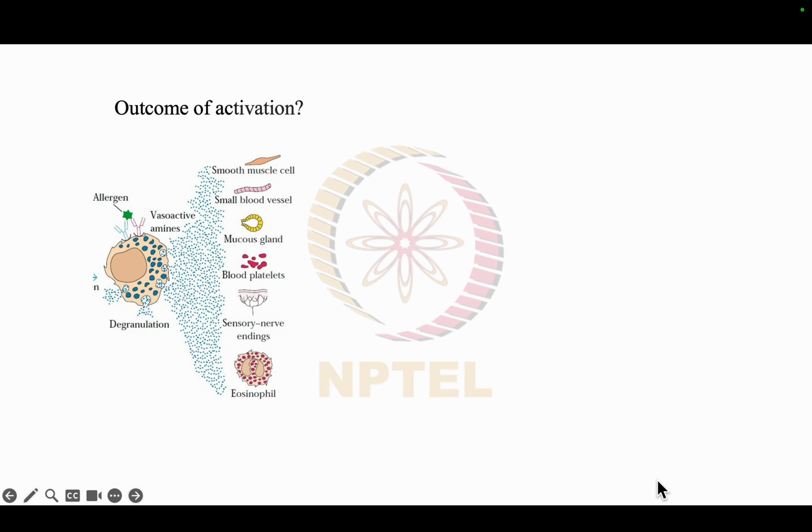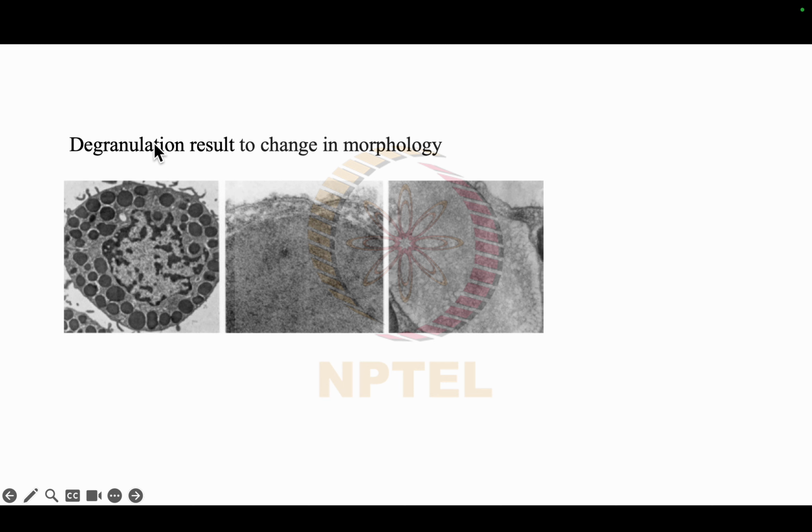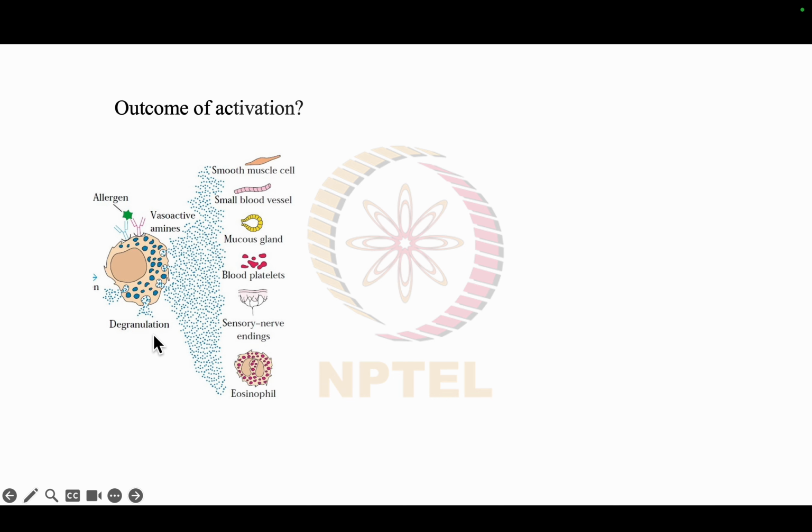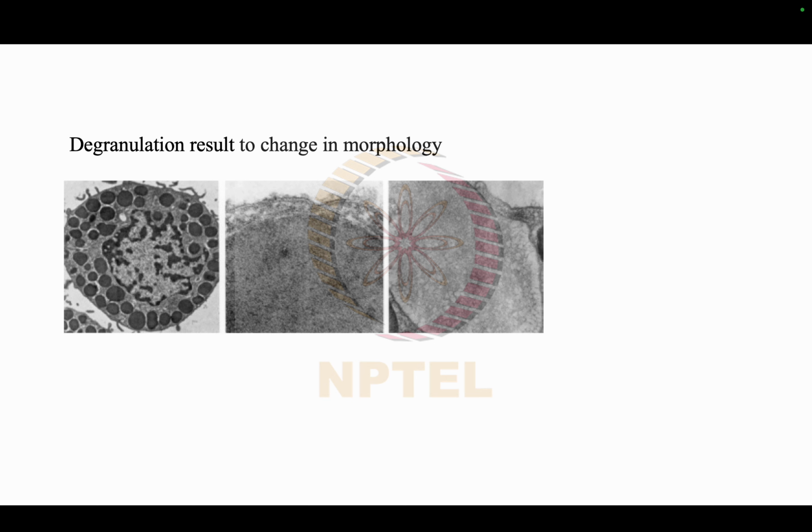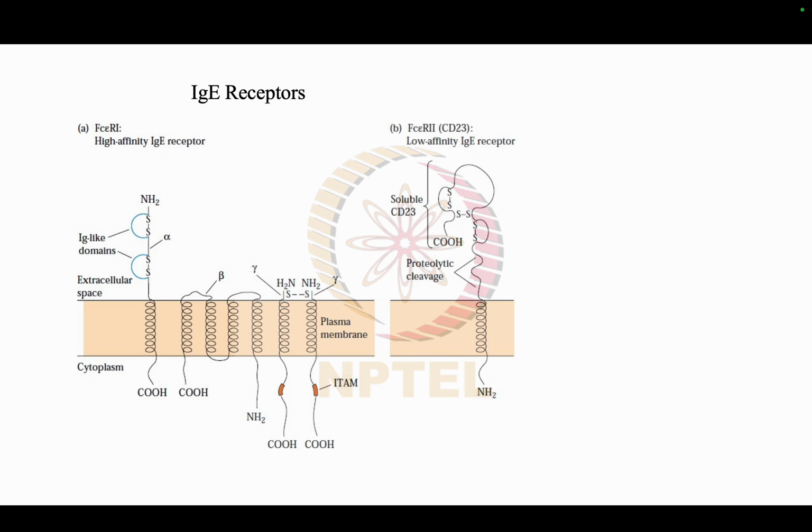So degranulation is happening. These are allergens, and these are vasoactive amines. They can act on smooth muscle cells, blood vessels, mucous glands, blood platelets, sensory nerve endings, and eosinophils. Degranulation results in a change in morphology as well. You can see under the microscope that due to degranulation, when those vasoactive molecules are getting out, there is a change in morphology as well.